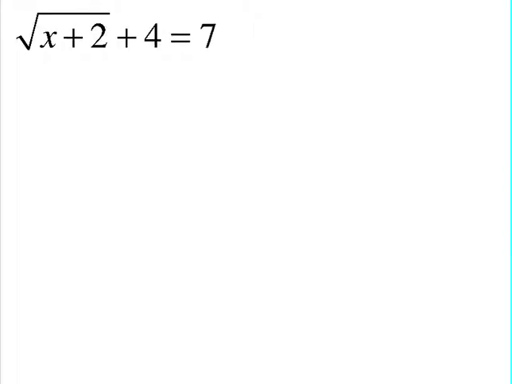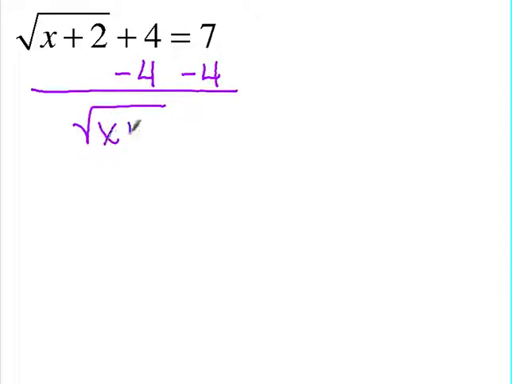The square root of x plus 2, plus 4, equals 7. So if you remember the very first step, isolate the radical. So how do you isolate the radical? You subtract 4. Yep, subtract 4 from both sides. On the left side, you have root x plus 2. On the right side, what do you have? 3. Okay, so that's step 1.